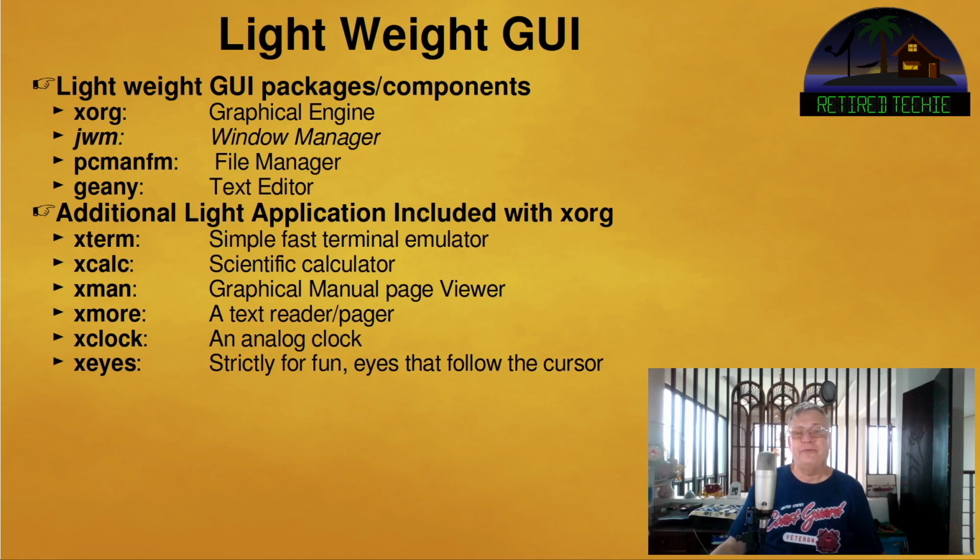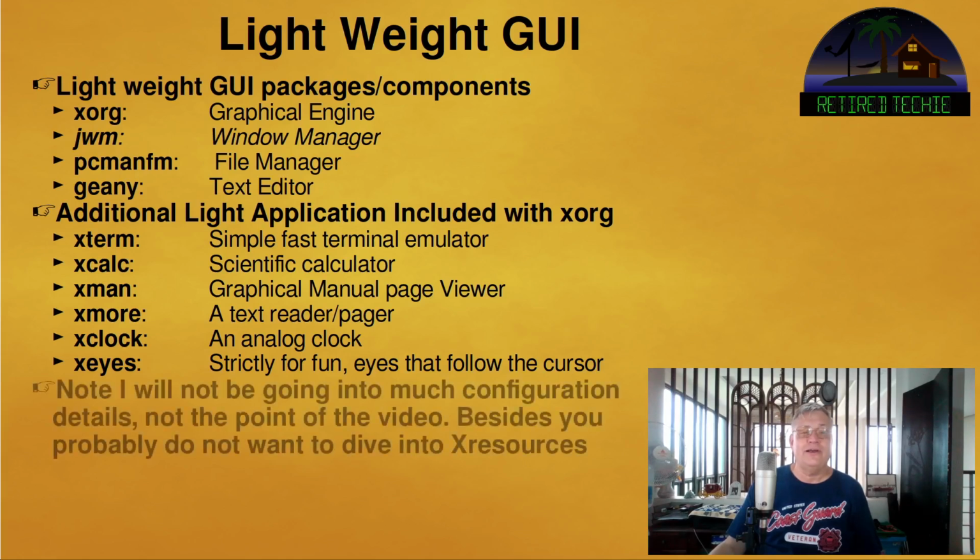Other additional programs that come with the Xorg program are Xterm, Xcalc, Xman, which is a graphical manual viewer, Xcalc is a scientific calculator, and Xmore, a graphical text reader. Then there's Xclock, which is an analog clock, and something called Xeyes, which basically puts up a window with a couple of eyeballs that stare at your cursor. It's just for fun. There's some other stuff in there too, but most of it you're probably not going to have occasion to use.